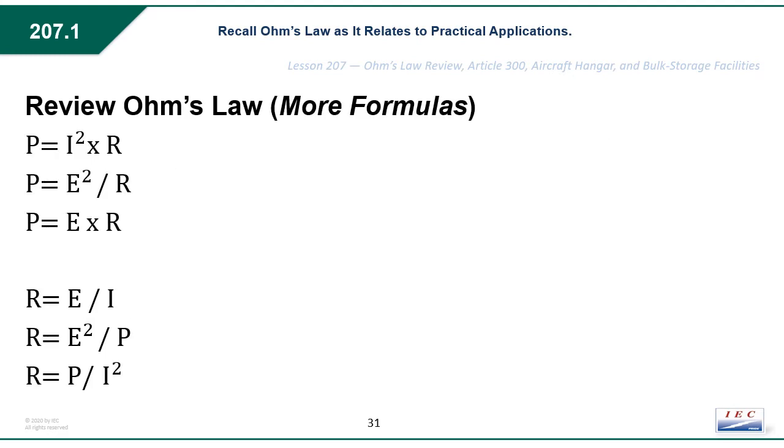More formulas for you to keep in mind are formulas for power. Make sure you have these formulas written down so you know what your go-tos are for Ohm's law. P equals I squared times R. P equals E squared divided by R. P equals E times I, which we've talked about earlier today. And then R equals E divided by I, or resistance equals volts divided by amps. E squared divided by P, and then P divided by I squared equals R as well. Again, if you have access to an Ohm's law wheel, you're more than welcome to use that.